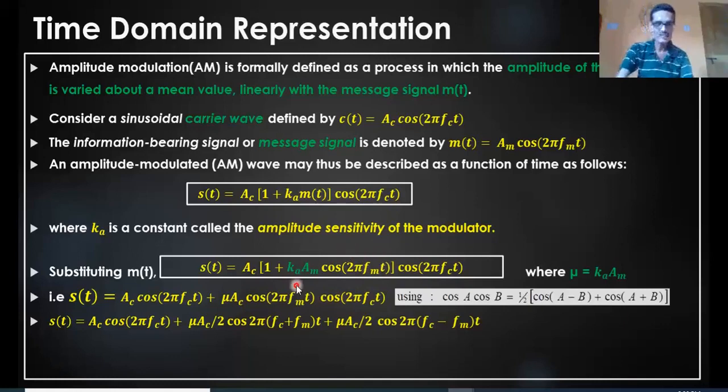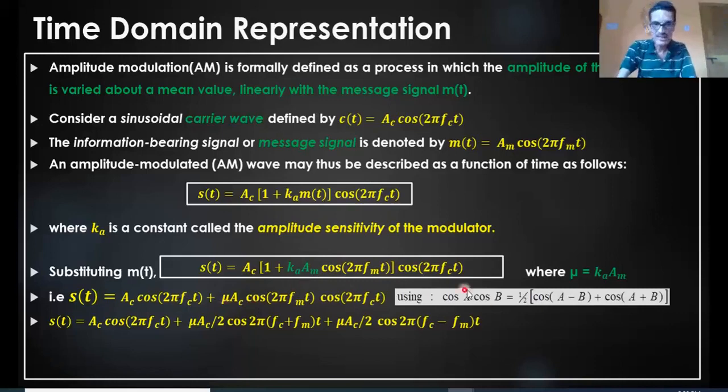Next, I multiply this term Ac with this particular term. I will expand it. So what I'll get is Ac cos 2 pi fc t. The second term over here is Ka Am Ac cos 2 pi fm t cos 2 pi fc t, and I have replaced Ka Am by mu over here. So I get two terms.